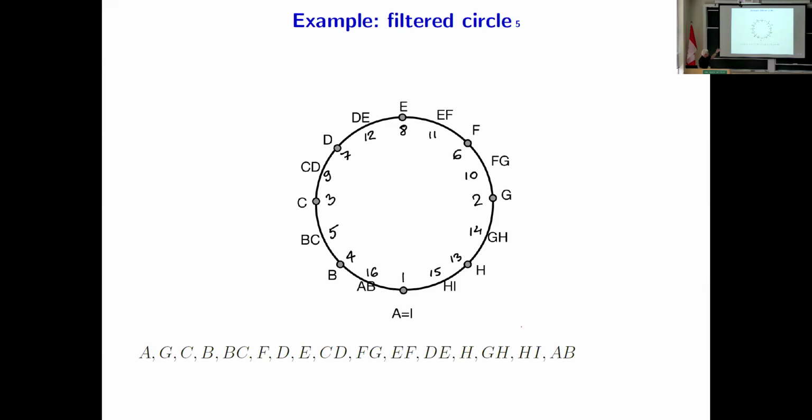So my space is a circle. It's triangulated via vertices and edges. And I add them in this order. So I start with vertex A, G, C, B, then I add edge B, C, and so on. So the order of adding the simplices is marked here with the numbers.